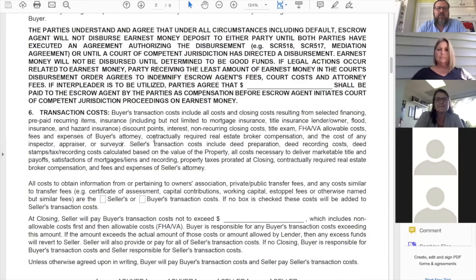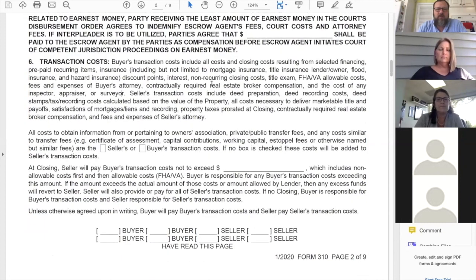All right, transaction cost. So this is where it defines the transaction cost, what belongs to the buyer, what belongs to the seller, how it's divvied up, what's allowed. All costs to obtain information of the homeowners association, transfer fees, or anything like that, certificate of assessments. It does allow you to choose whether the seller or the buyer is checked in here. If they don't check it, it defaults to the seller's transaction cost.